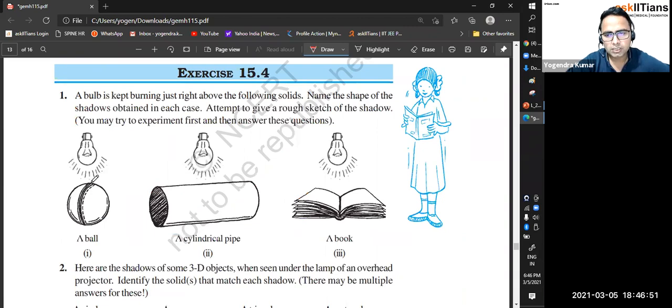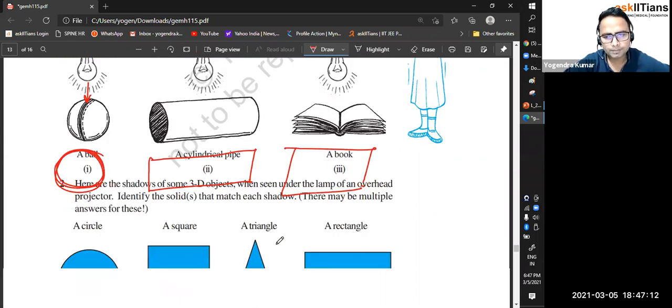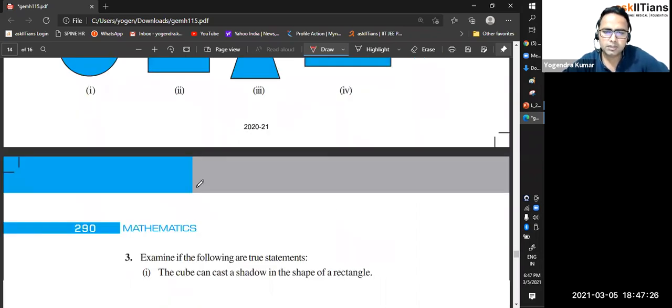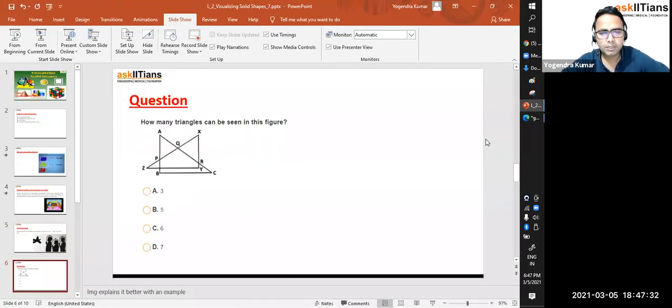Suppose the bulb light is on this side. What shape will we get? We'll get a circular shape, right? I hope you're understanding. What will we get for this? We will get a rectangular shape like that. For the book also rectangular, right? So this is what we will get. I believe you understand, right? So circular for this, rectangular for this, rectangular for the book, and for this also rectangular. I hope you got the idea. That is what we call shadow play, right?